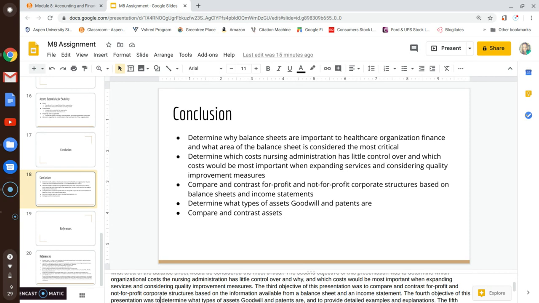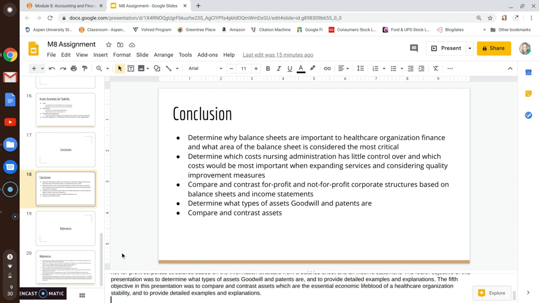The third objective of this presentation was to compare and contrast for-profit and not-for-profit corporate structures based on the information available from a balance sheet and an income statement. The fourth objective of this presentation was to determine what types of assets goodwill and patents are, and to provide detailed explanations and examples. The fifth objective in this presentation was to compare and contrast assets, which are essential economic lifebloods of a healthcare organization's stability, and to provide detailed examples and explanations.